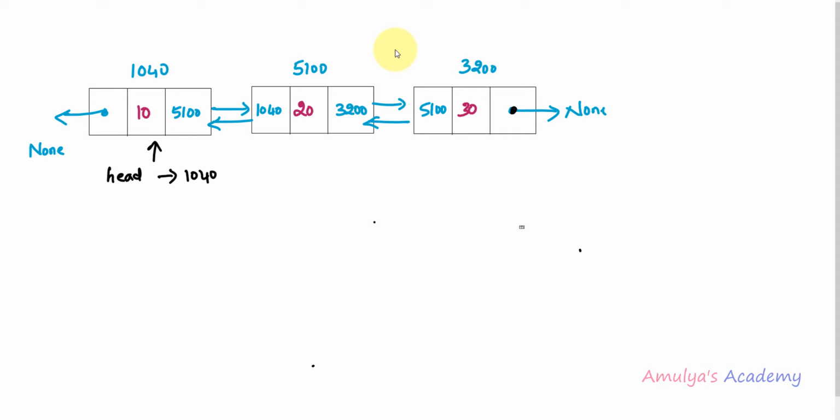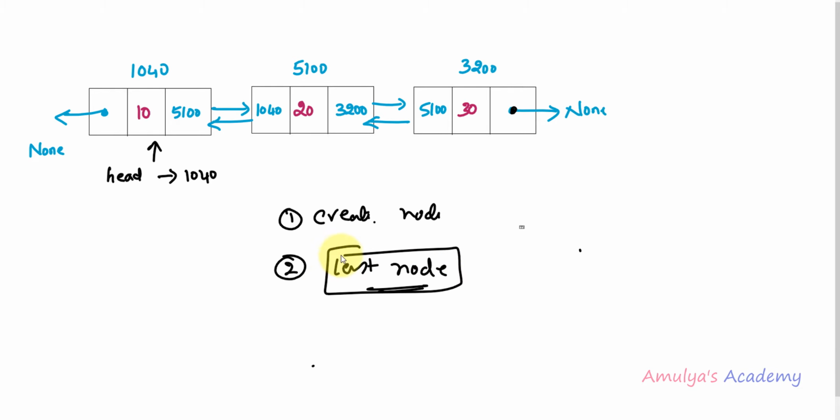We need to add the new node after the given node. For that, the first step is you need to create the node. So create the node using the node class. Next, because every node of the doubly linked list contains a previous reference as well as a next reference, when you are adding the element after the given node, you need to be careful about one thing, that is whether you are inserting the new node after the last node. You need to write a special condition for this. You need to be careful about this scenario.